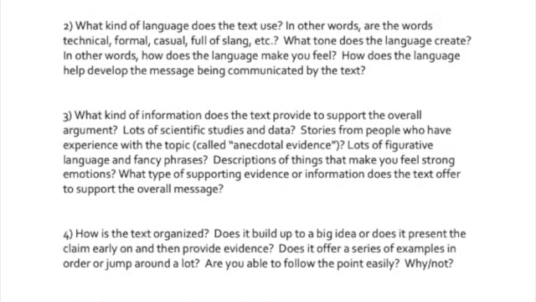In addition, what kind of information does that text provide? If lines and shapes are maybe the evidence in a visual text, then information is the evidence in a written text. And we have to think about what kind of information the text provides. Do they have tons of scientific studies and data and that kind of information? Do they give you lots and lots of stories from people who've gone through it? We call those anecdotes. So anecdotal evidence is evidence built from anecdotes.